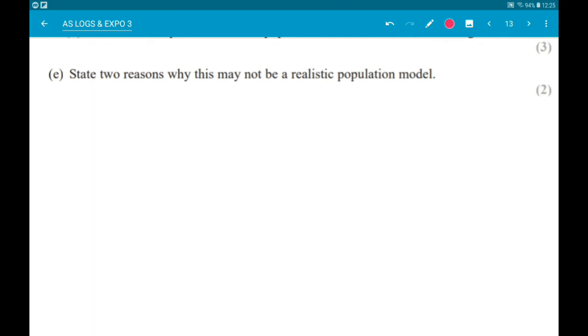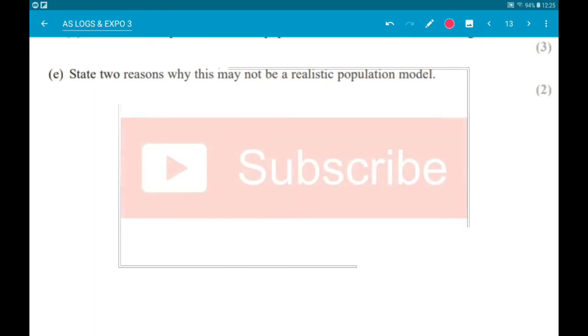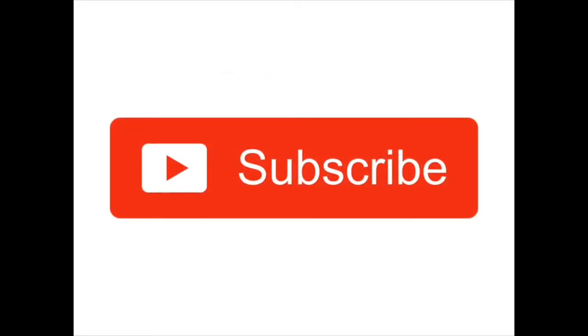Another thing we could say is the population may be affected by influences such as disease or people moving away for whatever reason. Okay guys, that's number 6 done. One more to do, and let's go on to number 7.